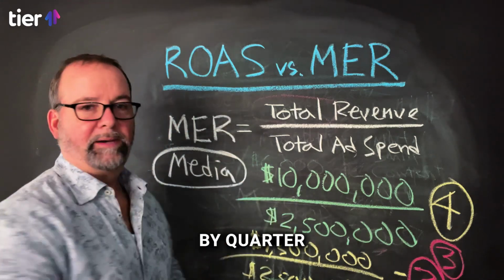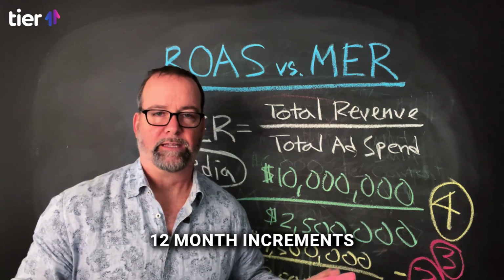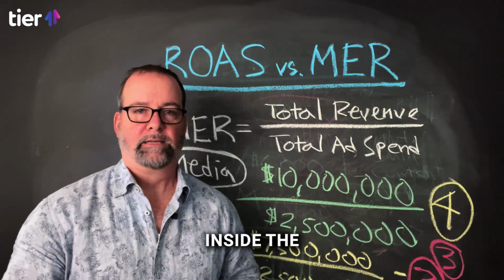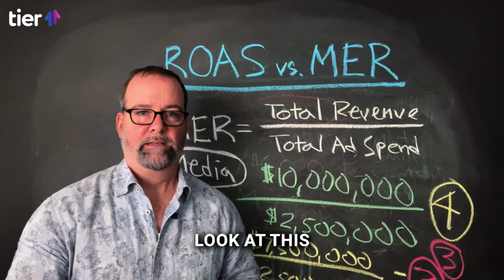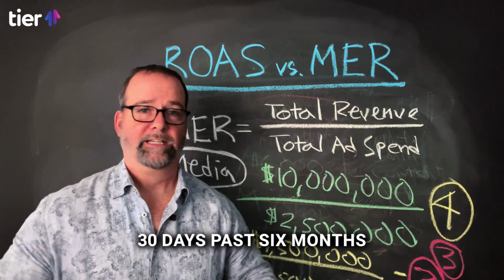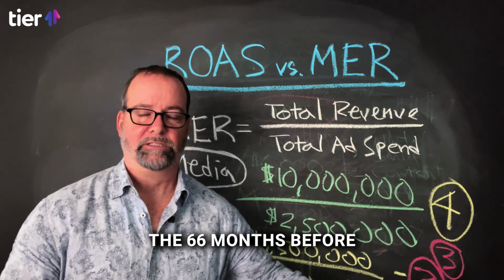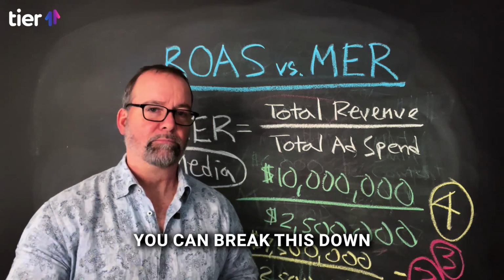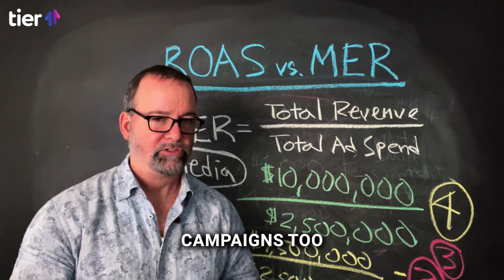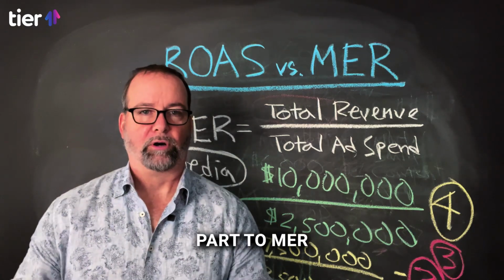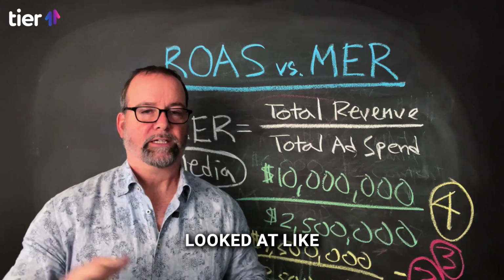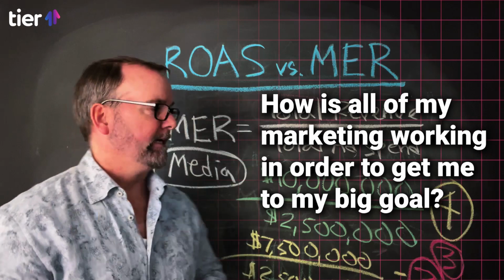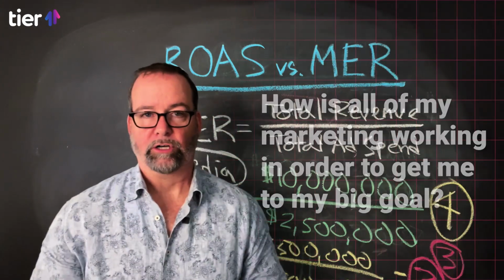Now, you can also do this by quarter. We just did this by 12-month increments. You can do it by 30-day over 30-day average. Inside the Tier 11 data suite, you can actually look at this 30 days and then compare it to the previous 30 days, past 6 months, compared to the 6 months before that. Point is it gives you much more of a global understanding. You can break this down to individual campaigns too. So there is that part to MER, but MER is really looked at like, how are all of my channels, how is all of my marketing working in order to get me to my big goal?